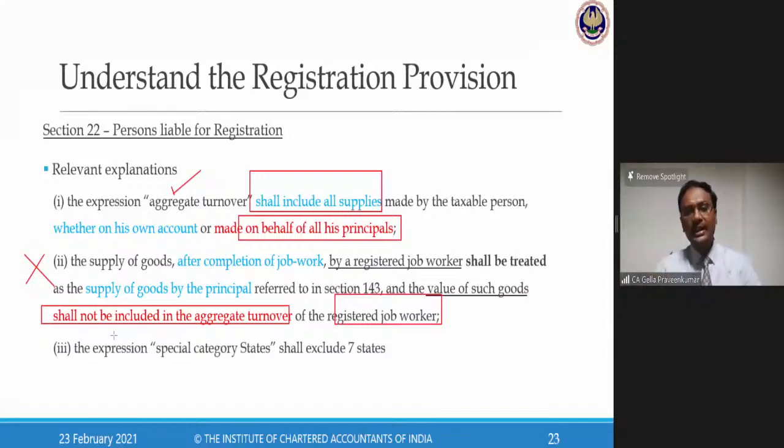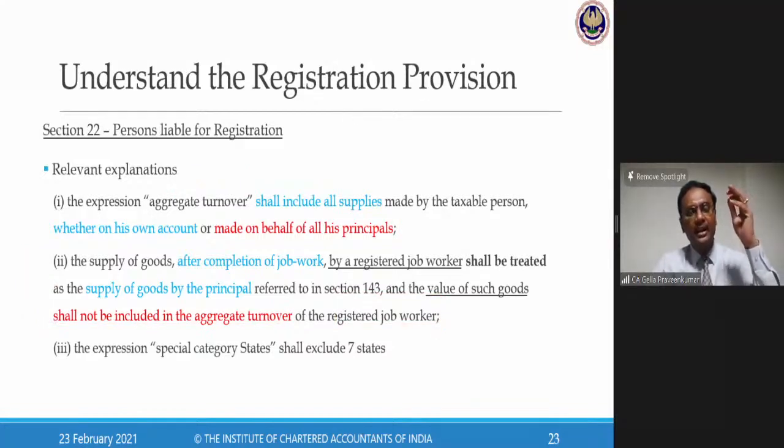Third point, special category, we have already discussed. Out of 11, under Article 279A, they have given 11 states. Out of 11, 7 have voluntarily gone out, 4 are left out. What are these 4? Mizoram, Tripura, Manipur, Nagaland. These are the 4 special category states. So friends, this is what section 22 talks about, the relevance of aggregate turnover and how we calculate our aggregate turnover.